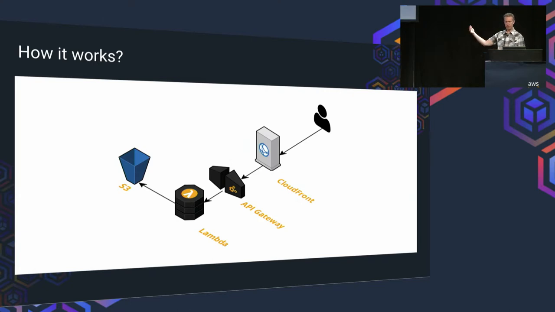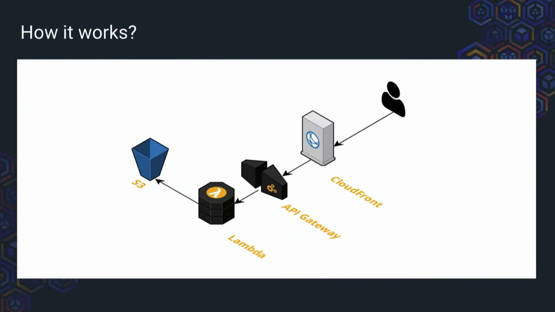A user comes along and their client, their browser, their iOS application comes in and requests an image. That goes to CloudFront, and CloudFront says, that's a miss. I don't have that image. It then sends that through to API Gateway, which then triggers the Lambda function, and the Lambda function goes off to S3 and downloads the source image from S3.